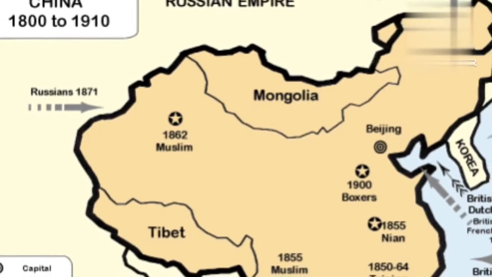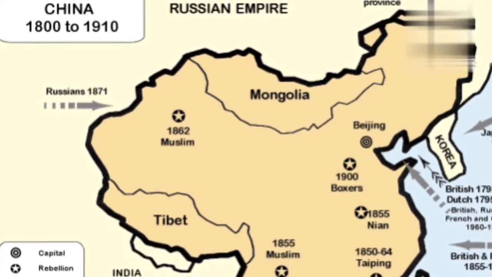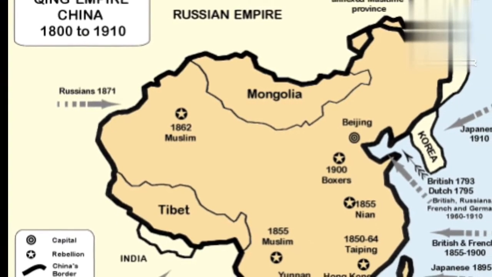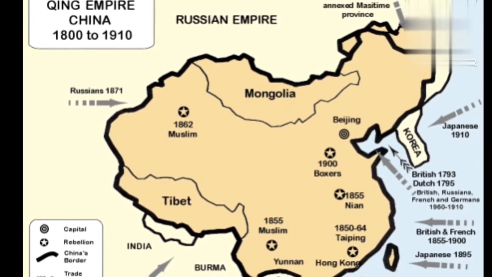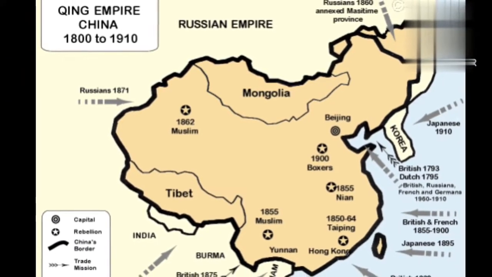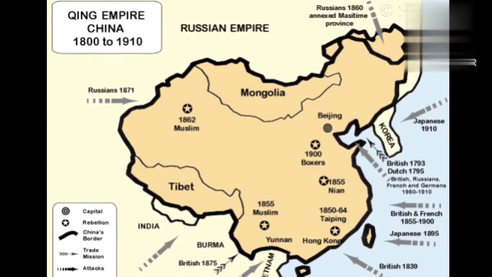Economic instability also contributed to the fall of the Qing Dynasty. In the late 19th century, China was struggling to keep up with the economic and technological advancements of the West. The government was unable to modernize the economy and implement effective reforms, which led to a decline in living standards for many Chinese people.